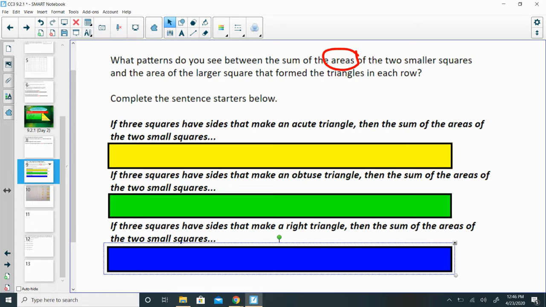Okay, and we're going to answer these three questions basically. If three squares have sides that make an acute triangle, then the sum of the areas of the two small squares. If the three squares have sides that make an obtuse triangle, then the sum of the areas of the two smaller squares. And if they make a right triangle, what's true? And all of them say the same thing. The key thing is the sum of the area of the two smaller squares. Okay, so we'll come back to the slide here and we'll talk about it.